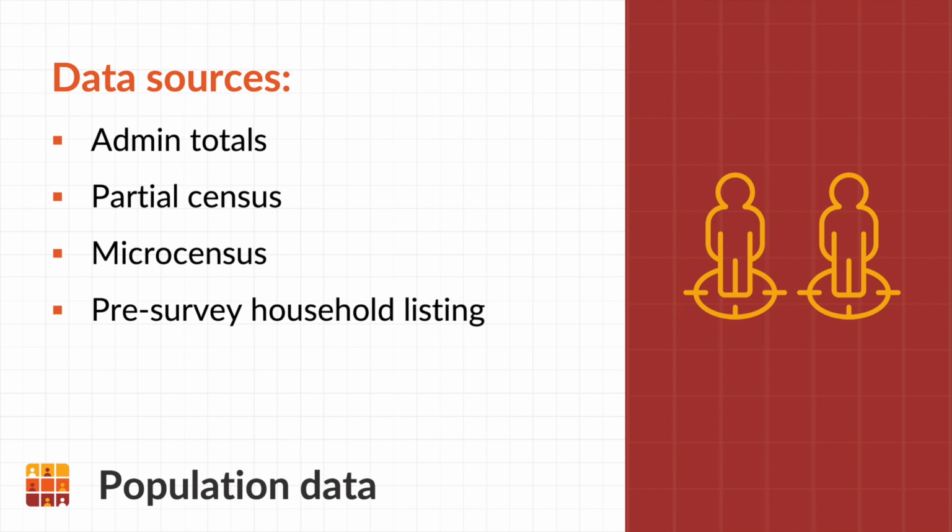A first element is administrative totals derived from census or other enumeration exercises. Partial censuses or pre-census listings can also be used provided that they have clear geographic boundaries or GPS locations of the survey points. Population data can also be derived from bespoke microcensuses that usually involve limited cost compared to large-scale surveys.